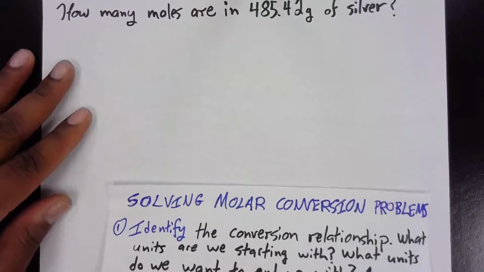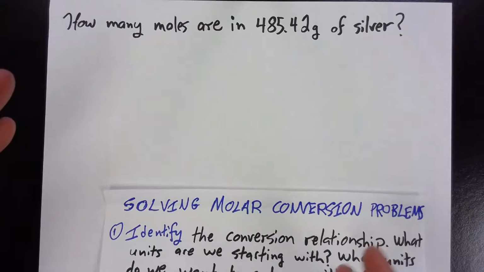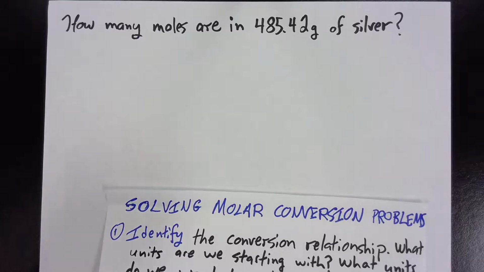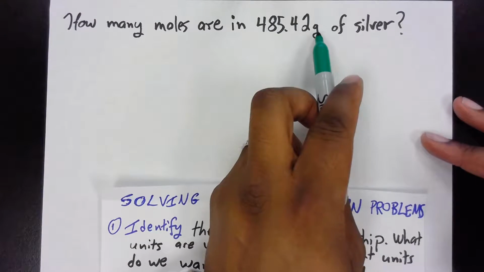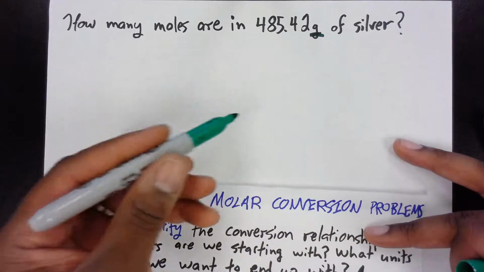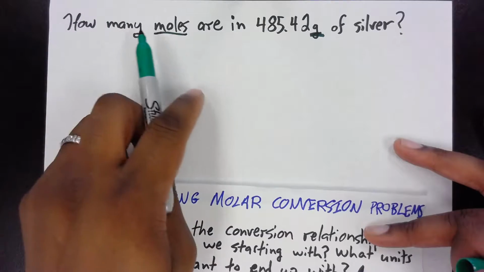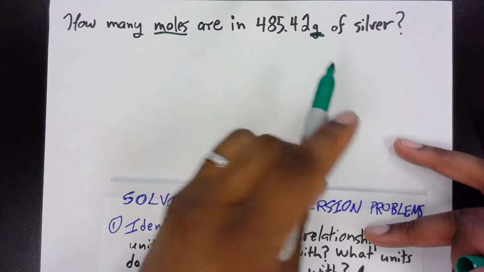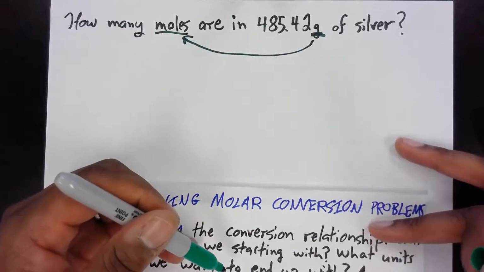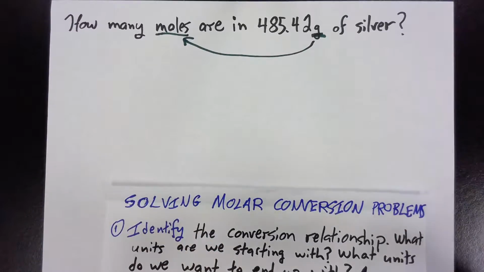So the first step, identifying the conversion relationship. What units are we starting with? What units do we want to end up with? That's what we're asking ourselves. So we know we're starting with grams, 485.42 grams of silver. I know I want to convert from grams to moles because it's asking how many moles. We're looking for moles. We're given grams. We want to convert from grams to moles. So we need to know how many grams are in 1 mole of silver.